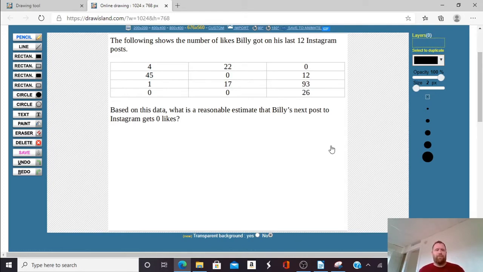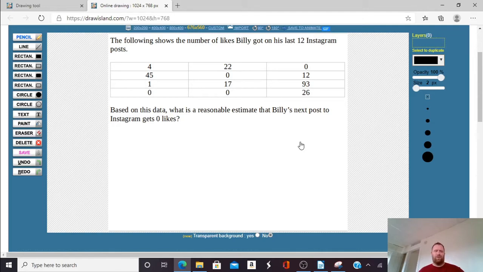Okay, on to example 3 in experimental probability. The following table shows the number of likes Billy got on his last 12 Instagram posts. So you got 4 here, 22 here, 0 here, 45 here, 0 here, 12 here, 1 here, 17 here, 93 on this one, 0 on this one, 0 on this one, and 26 on the last one. Based on this data, what is a reasonable estimate that Billy's next post to Instagram gets 0 likes?